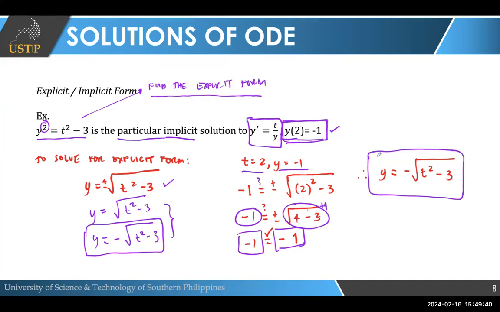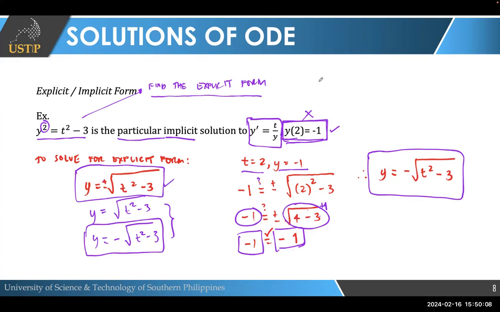In other problems, if there is no boundary condition, then you just solve for the explicit form. But here it is more specific, since the boundary condition tells you which of the two is the explicit solution.